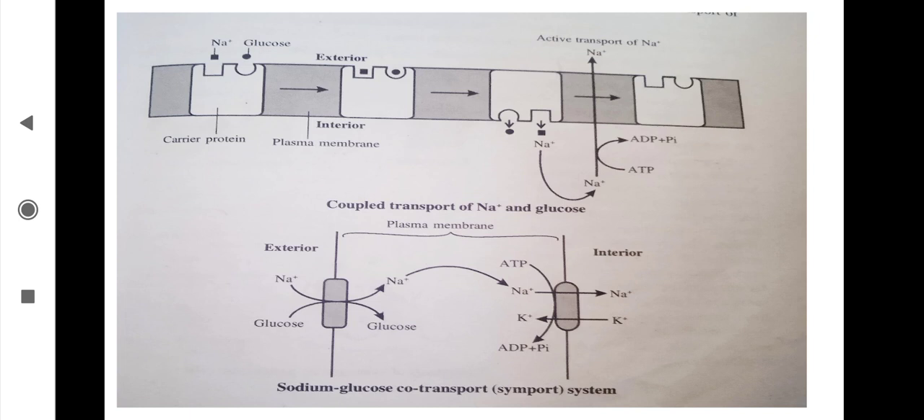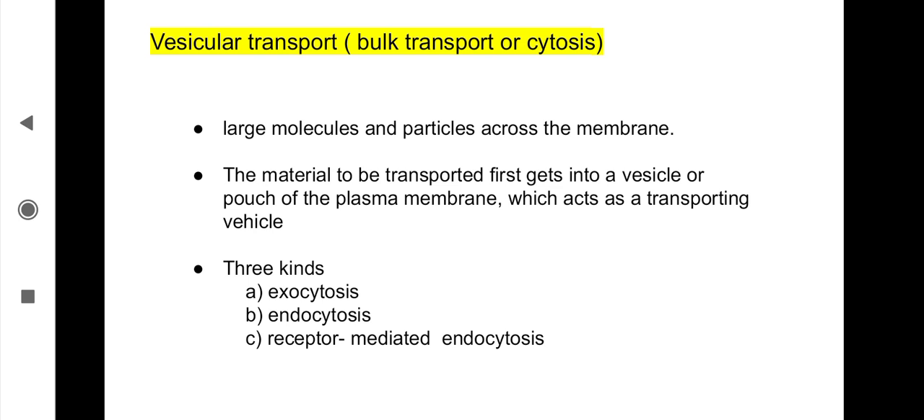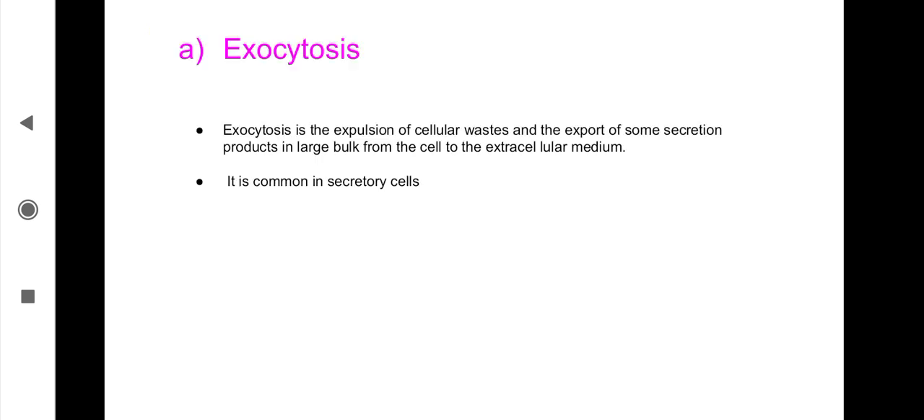And next we discuss the vesicular transport or bulk transport or cytosis. This is a bulk transport of large molecules and particles across the membrane. The material to be transported first gets into vesicles or pouches of the plasma membrane, which act as a transporting vehicle. The vesicular transport is of three kinds: exocytosis, endocytosis, and receptor mediated endocytosis.